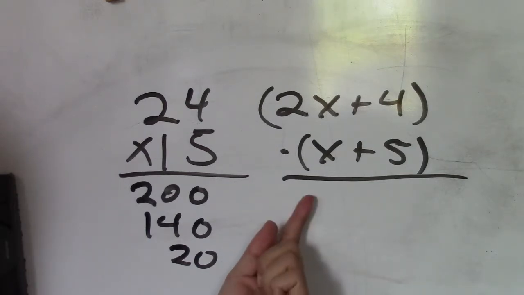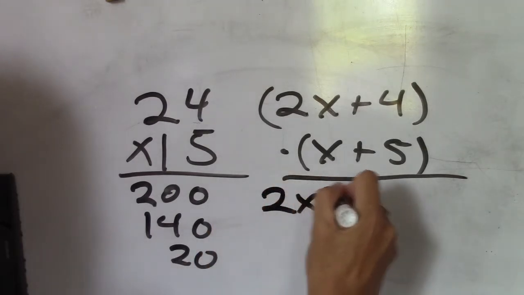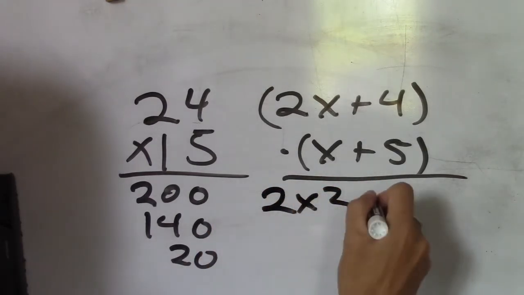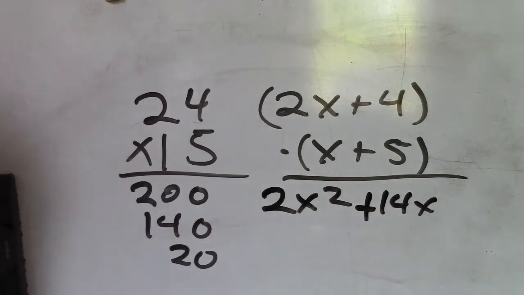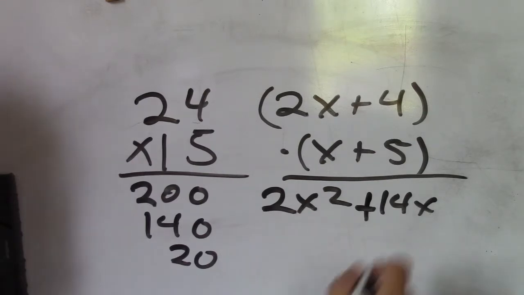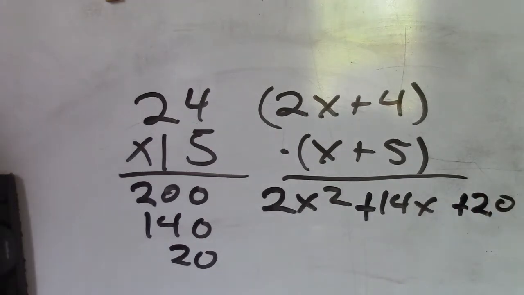Over here, I would have what? 2x squared. So 2x, 14x. 14x. And 2x squared, 14x, and what's 4 times 5? 20. Done. See it? Same blocks. Everything's positive. Anything hard about this? 140 is the 14. Yeah. The 200 is the 2. Oh yeah, I see it.